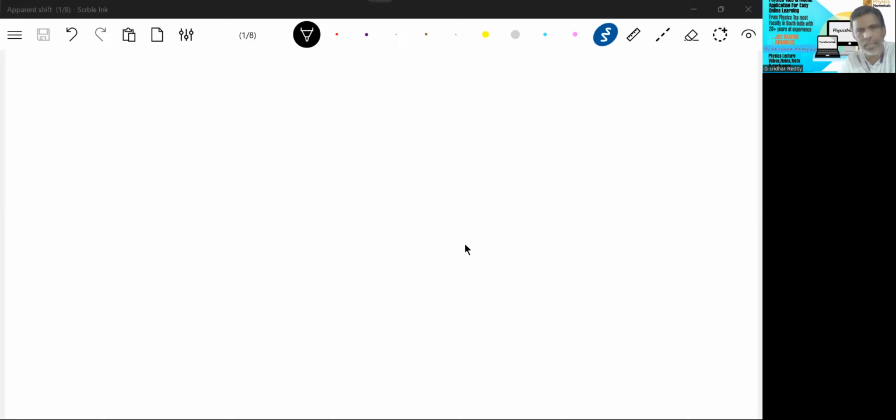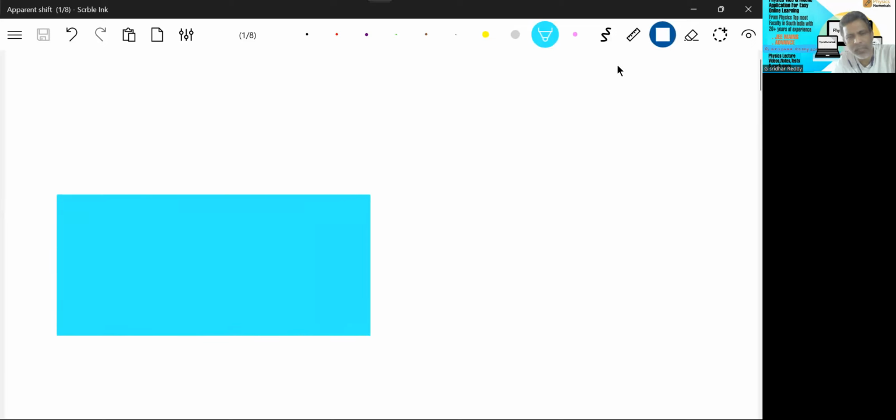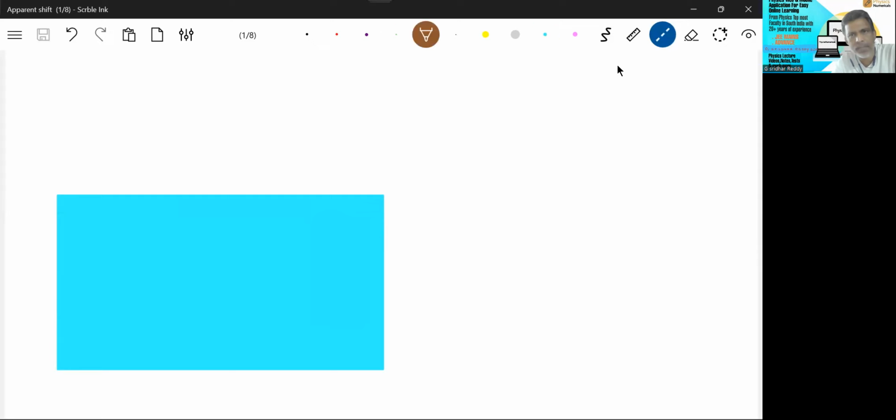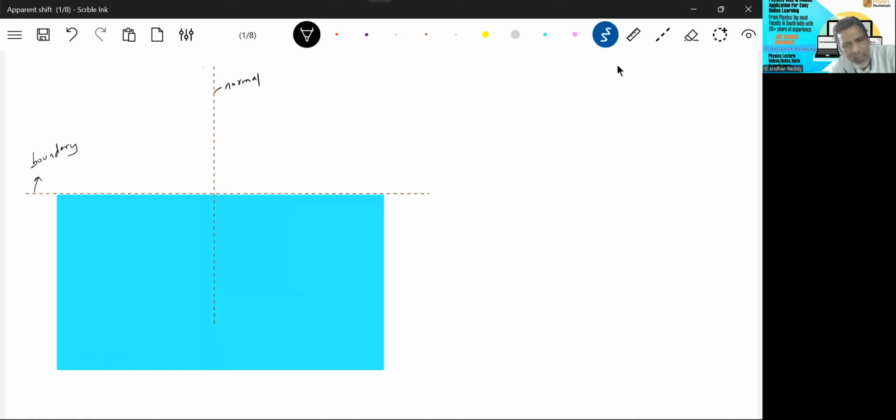If you remember Snell's law, let me choose a medium here. This is a boundary, and this will become the normal. Everything here is water. The refractive index, let it be mu 2 equal to mu. The refractive index of the rarer medium, let it be 1, mu 1 equal to 1.